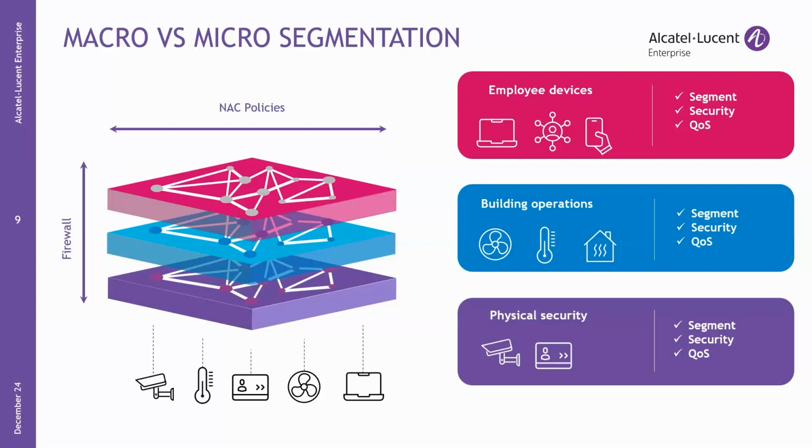To summarize these 2 kinds of segmentation, communication between different segments is controlled by a physical firewall. This is macro-segmentation. But communication within the same segment is controlled by network admission control policies associated to the device or user role. This is micro-segmentation. One question that comes up is, do we really need both? Let's see what happens when you only have one of them.